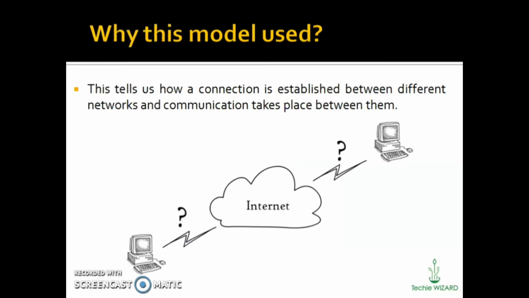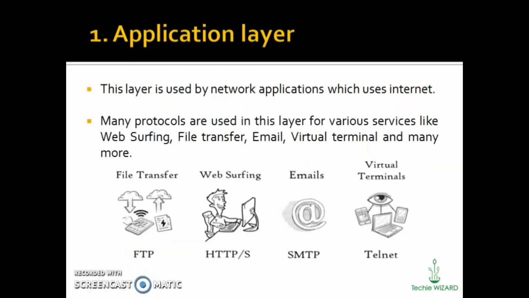The basic question that rises in everyone's mind is why this model is used. This model tells us how a connection is established between different networks and how the communication takes place between them. That is, from this computer through the internet, how the data is communicated to the other computer. So let's start with the application layer.